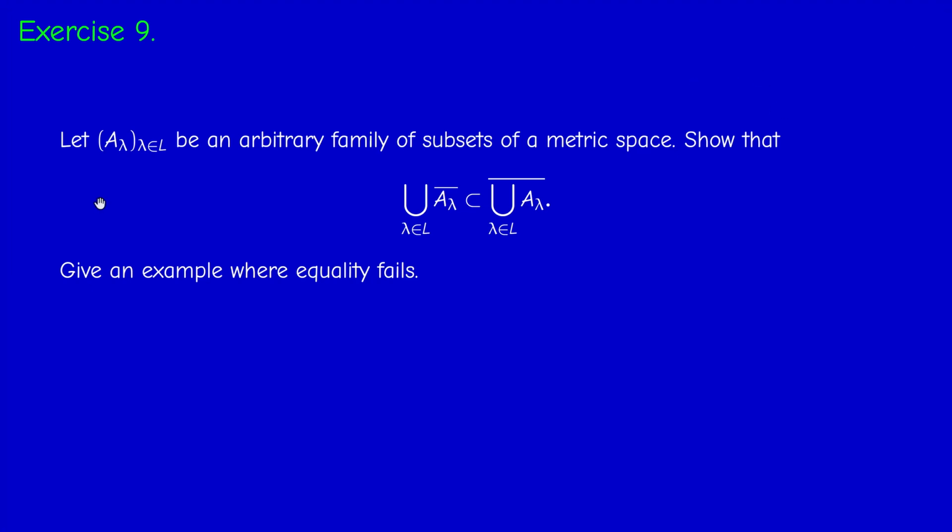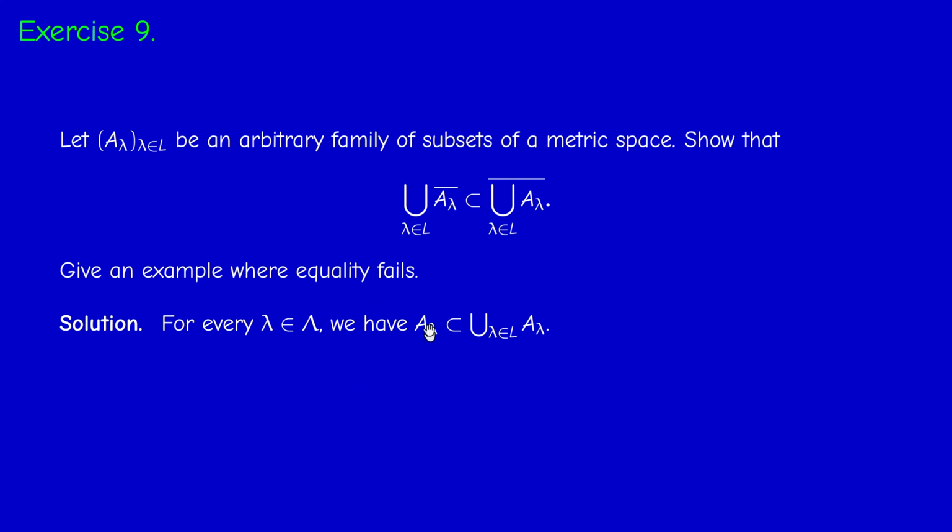In exercise 3, we had the union of the closure of two sets A and B. Here we have the union of the closure of a collection. So we have a collection now, A lambda, of subsets of a metric space. We have to show that the union of their closures is contained in the closure of the union, and you have to give an example where equality fails. Okay, this is easy, because the idea to prove the inclusion was used in exercise 3.